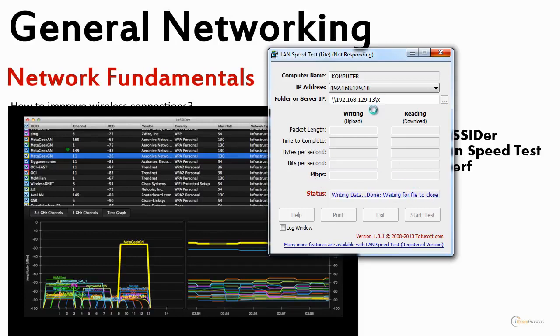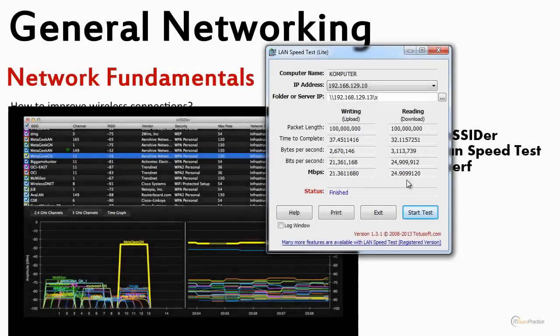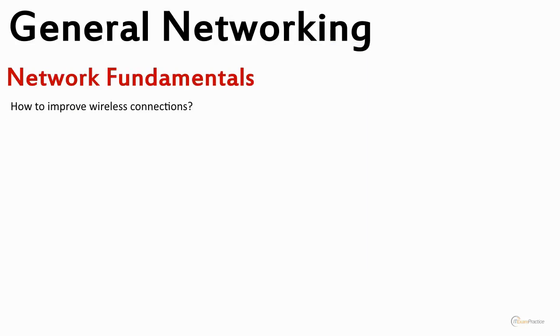This IP address is a wireless laptop. Now it is doing that in the background. What do you expect to see? That's what you can get from a laptop with a built-in wireless card. In this video we talked about wireless networks and I showed you a few tips that you can use to improve your wireless. Thank you very much.